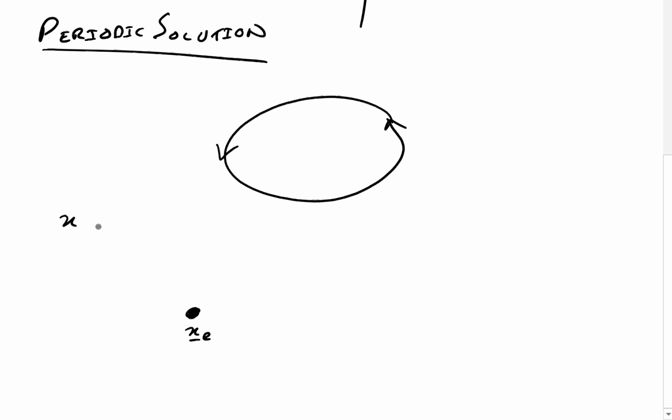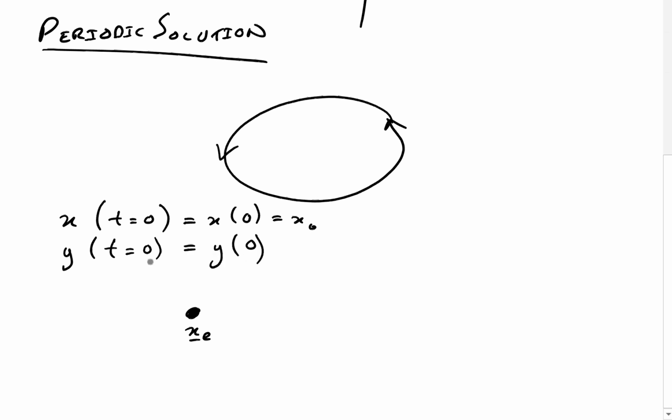So x considered at t equals 0. Well, that's just going to be x of 0, and we usually give that some value, and let's call it x0. Then the same thing for y, evaluated at time 0. We can write that simply as y of 0, because this is x of t and y of t, and that's y 0 as well. So that's just another value.